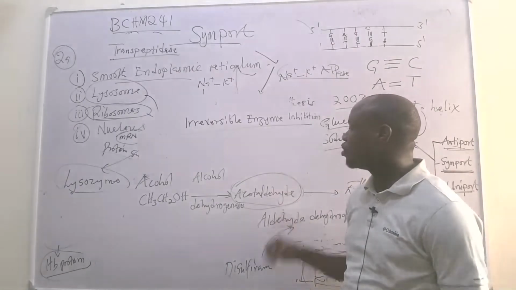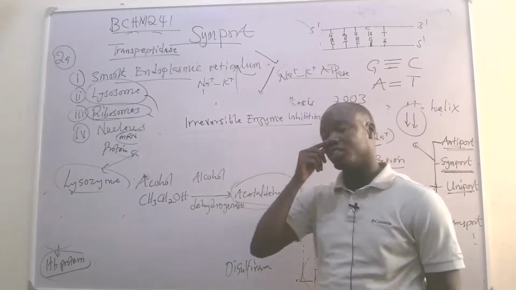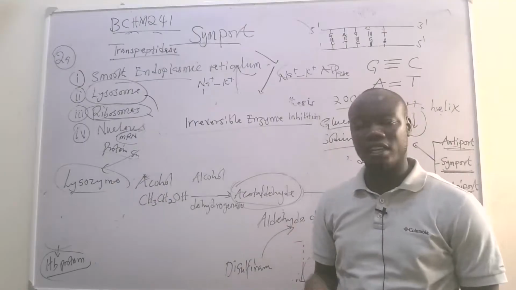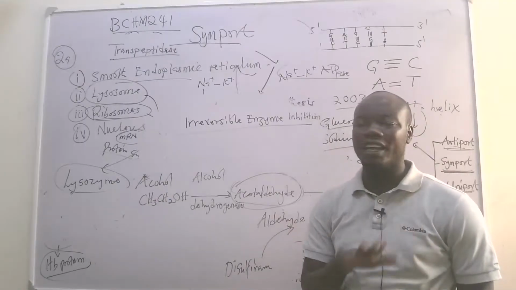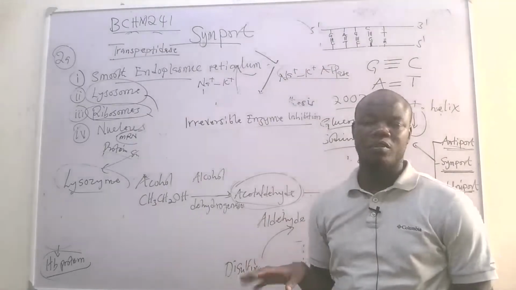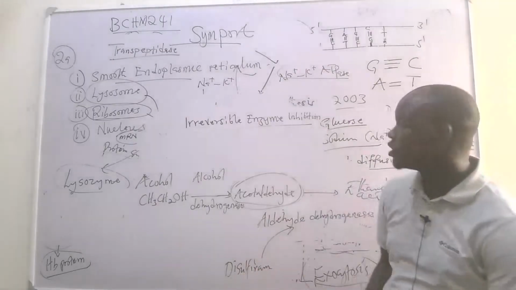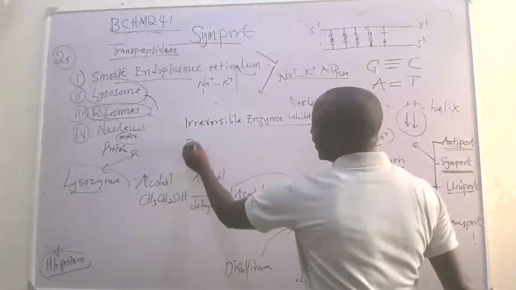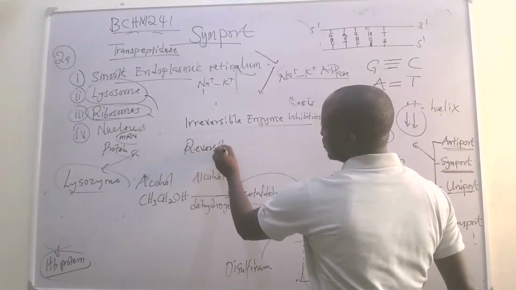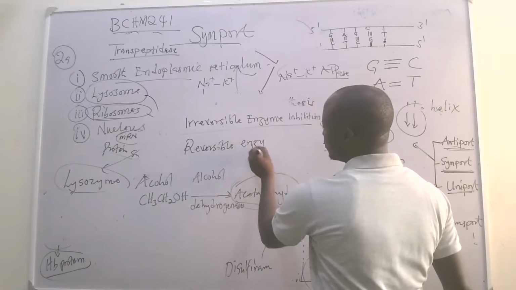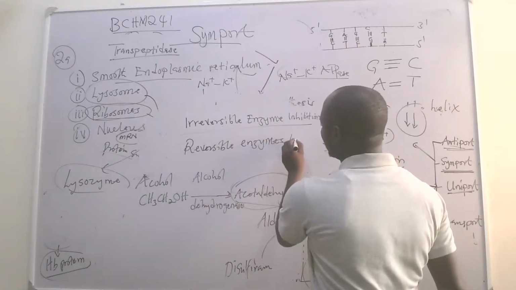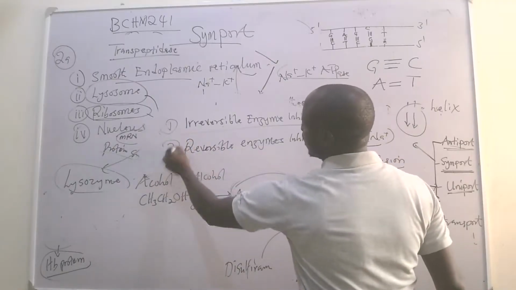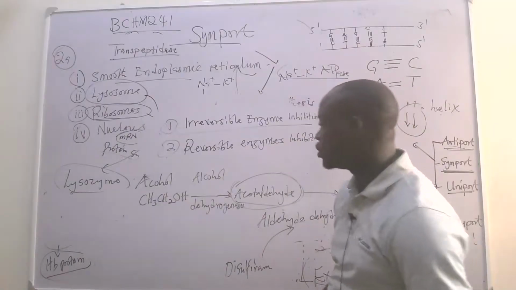Therefore, what I want you to understand is that in the case of irreversible enzyme inhibition, that type of inhibition is very dangerous because when we use the inhibitors, the enzymes will become inactive permanently. But most of the drugs that are produced are not irreversible enzyme inhibitors. Rather, they are reversible enzyme inhibitors. So these are the two types of enzyme inhibition: irreversible and reversible.